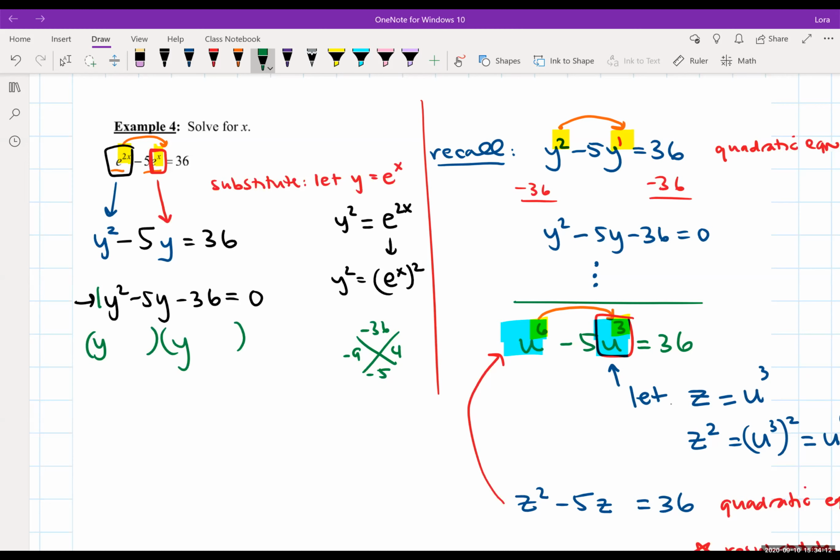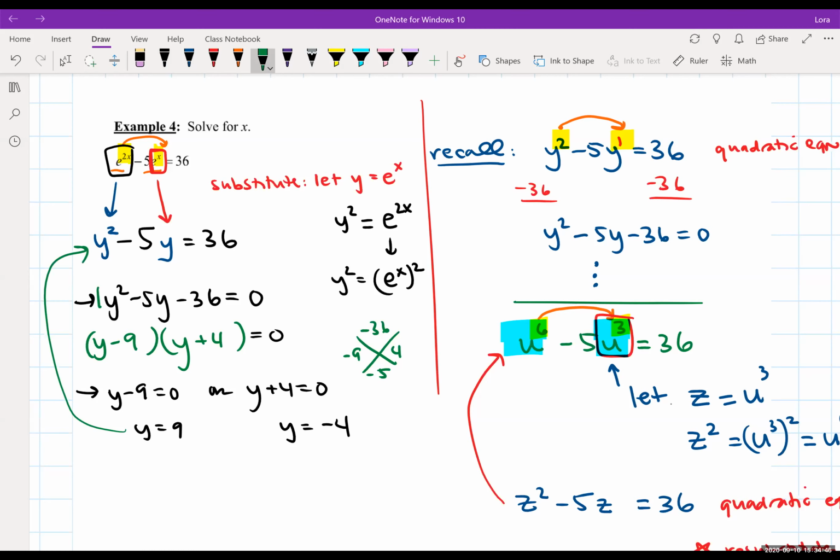y times y, and we can directly use our factors. So y minus 9 times y plus 4 still equals 0. And then you're automatically saying, oh yeah, set each factor equal to 0. And then what happens? You add 9 to both sides, you get y equals 9 or y equals negative 4. Now, be careful. You have just solved the equation that's dealing with y. We know that solution, but we don't want to find who y is, we want to find who x is.